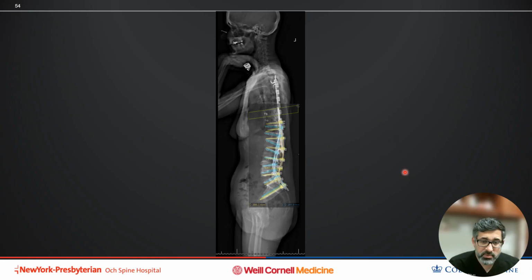And here you can see the overlap of the planning versus the execution. So it almost 99% is matching what we had planned with the screws and the rods and the T-lifts, everything.